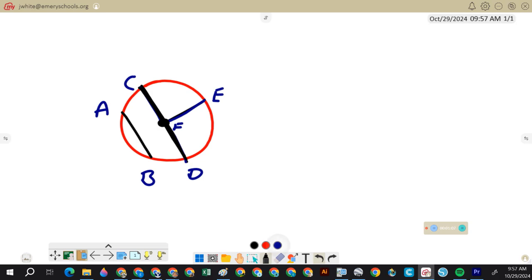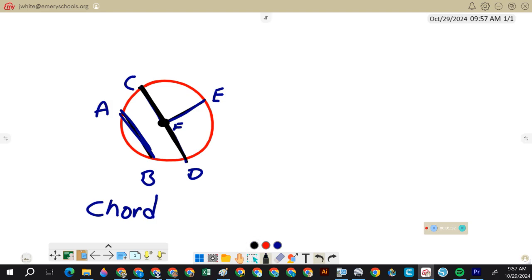And then this other segment over here is called a chord. Don't say chord, a chord. So a chord goes from edge to edge on a circle, but it does not hit the center. So we do not call a diameter a chord. So if it hits the center, it's a diameter. If it doesn't, then it's a chord.